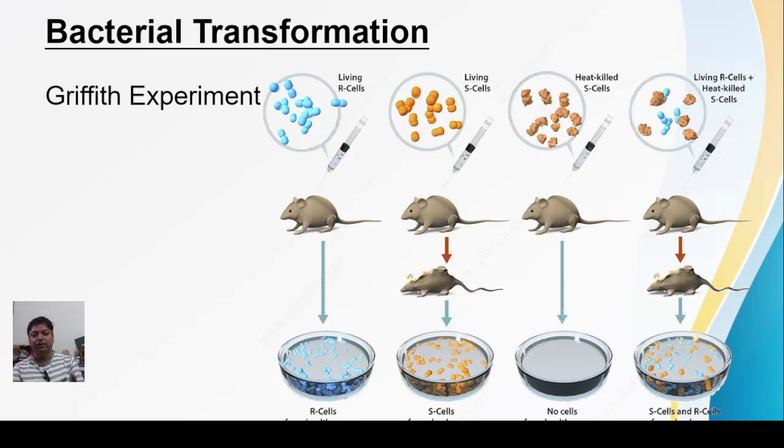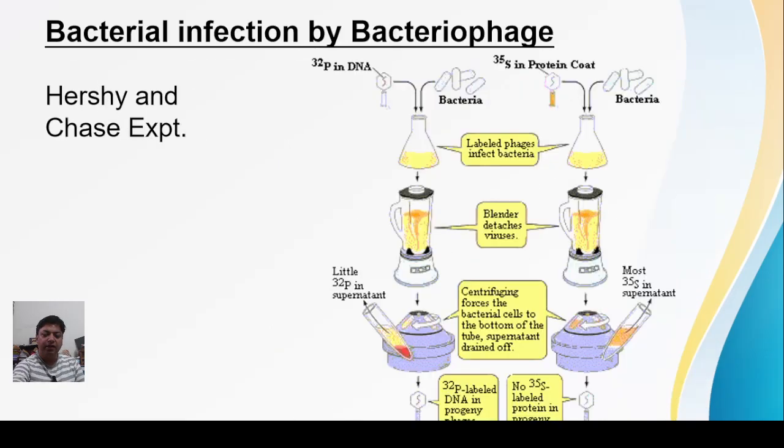From this, the hypothesis was made that there was something that moved from heat killed S cells to the R cells to convert them into S cells. This something was proven to be DNA by the Avery, MacLeod and McCarthy experiment. So without wasting any time, we are moving to our next experiment, that is the Avery, MacLeod and McCarthy experiment.